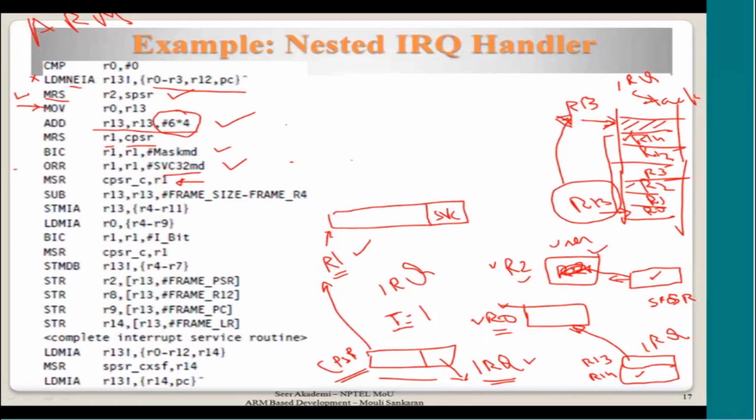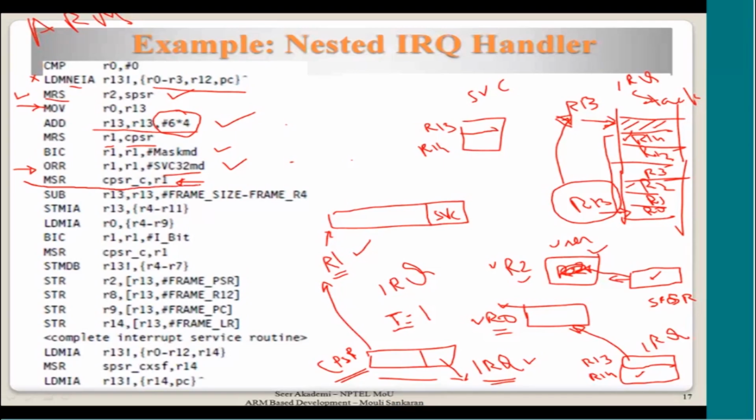In R1 we have set SVC mode. SVC is the supervisor mode. We are going to that mode now, and if you recall, SVC mode also has its own R13 and R14. Supervisor mode has its own R13 and R14. You should remember that. So we are now executing this, writing only the control flag into CPSR.